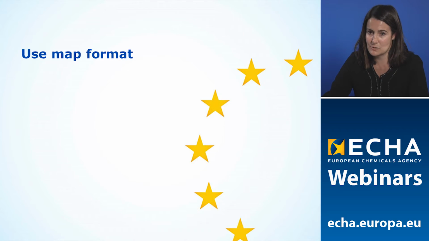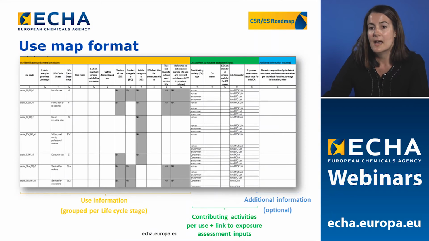The first one is the use map format. This is where we will describe the different uses in a sector. The use map format consists of 2 different parts. You see on the screen a yellow part, a green part, and a blue part. The yellow part is the use information. This is where we will describe the uses. The green part is where we will describe the contributing activities for each use. And in the blue part, we will provide additional information that may be of interest for the registrants when they use the use maps. Let's take a look at each different part with an example.